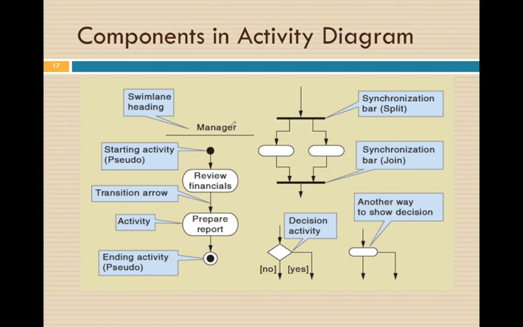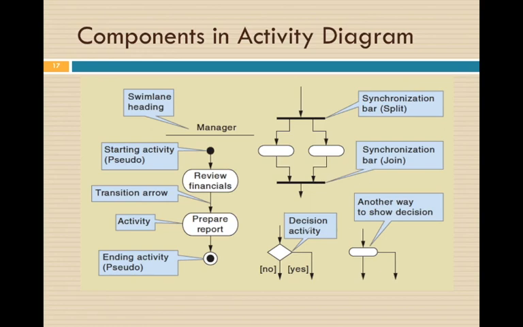So we have the swim lane heading, and then we have the starting activity or pseudo state, and we have transition arrows, and we have the activity, the steps, and we have the ending activity. The symbol of the starting activity and ending activity is different, so please note the difference between these two. And then we have the synchronization bar, split and join. We have two types of synchronization bar, split and join.